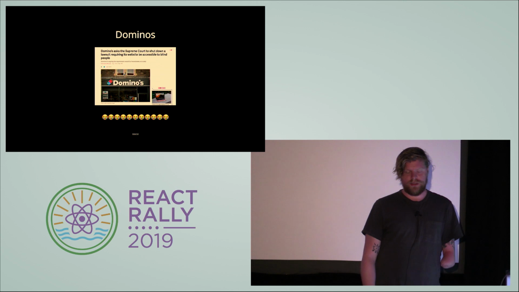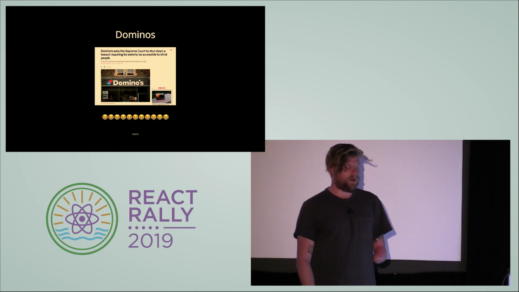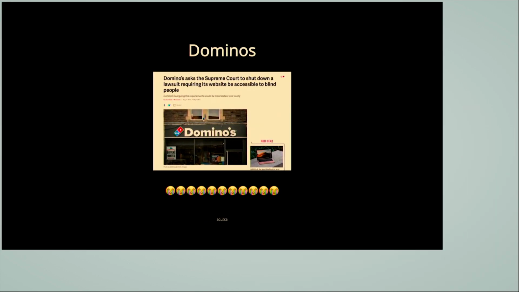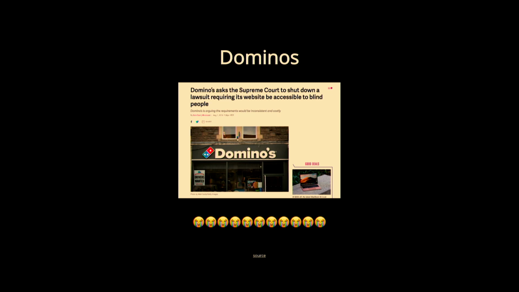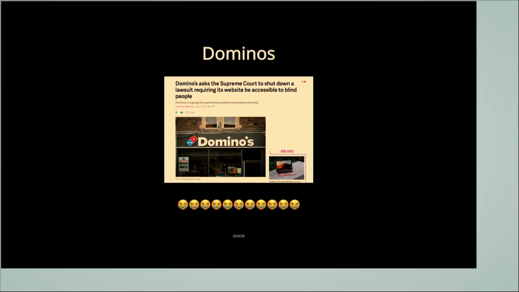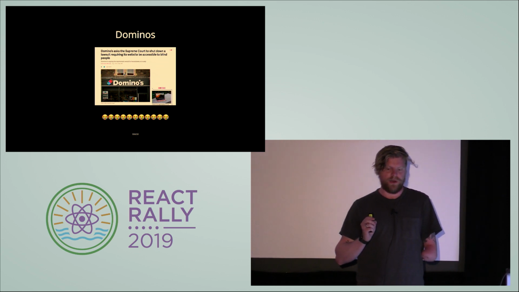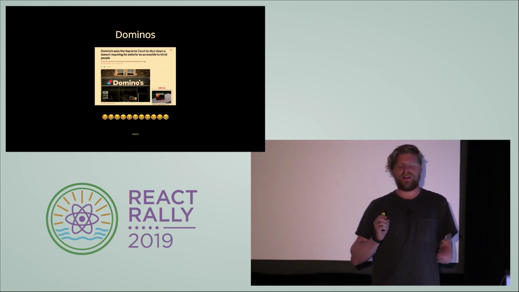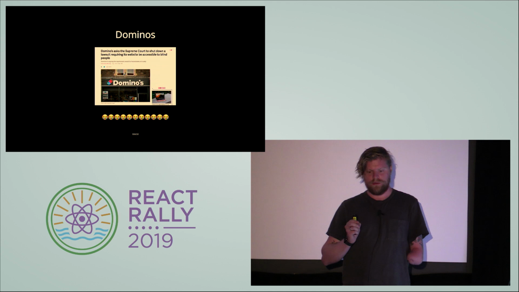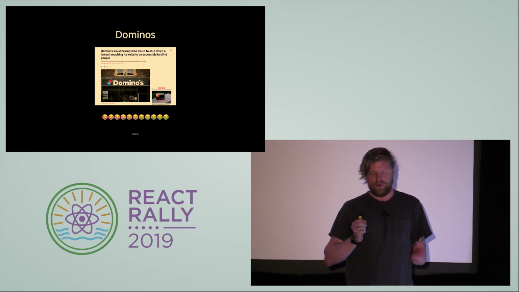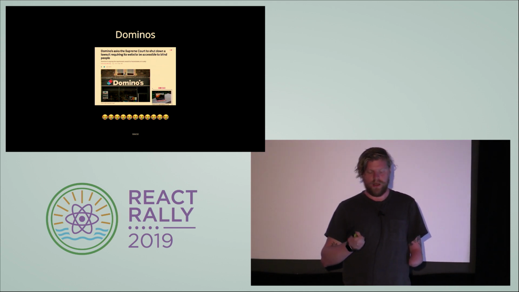So I don't know if you guys saw this. This is actually a post from earlier this month. My coworker Luke sent this out to the group. I'm not sure if you can read that. You probably can, but I'll just read it out. It says, Domino's asked the Supreme Court to shut down a lawsuit requiring its website to be accessible to blind people. So it is amazing that the court is actually suing them for this. But the fact that Domino's says, hey, let's fight this, instead of, cool, let's actually allow people who can't see to order on our website.